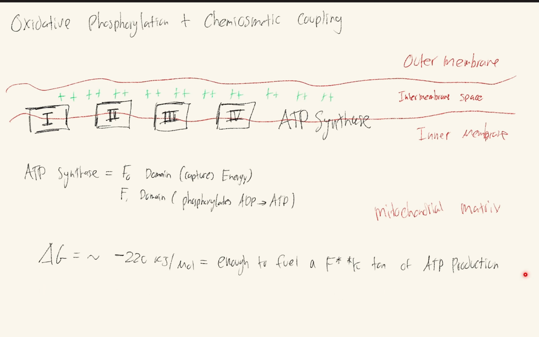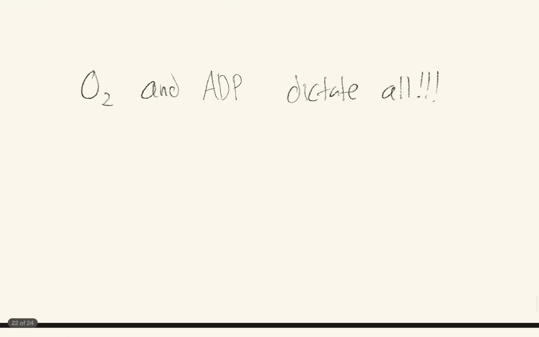And so I wrote here, the delta G of chemiosmotic coupling is around negative 220 kilojoules per mole, which is absurdly energetically favorable. And so this is enough energy to fuel a ton of ATP production. And so we're going to talk about the tallying of that ATP.